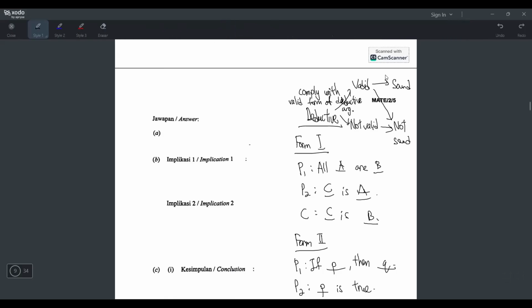And then what about sound or not sound? Sound is when all your premises and conclusion must be true.